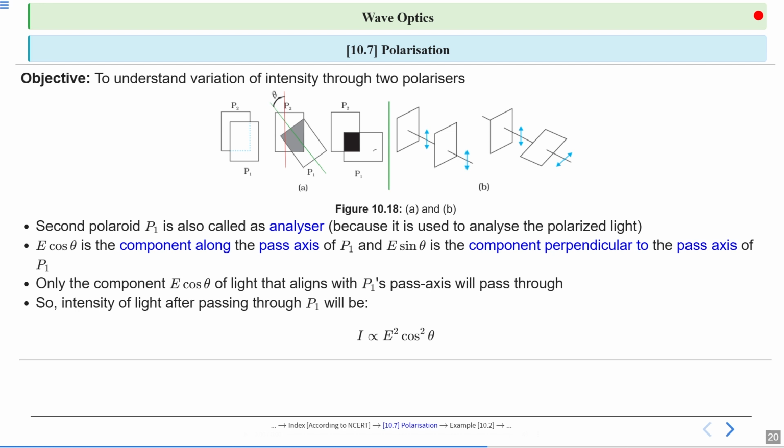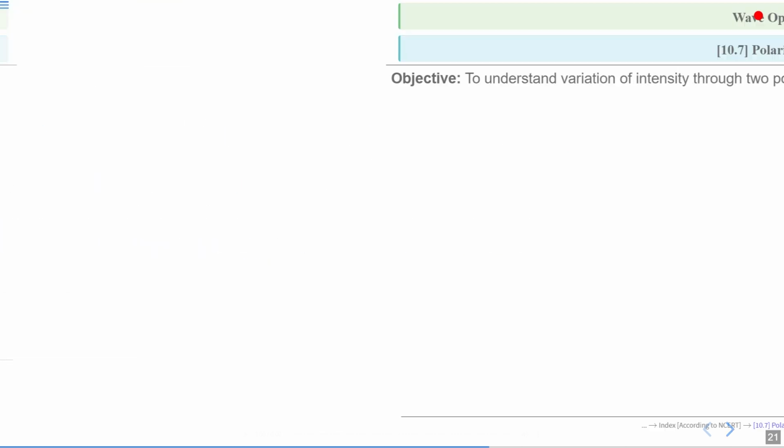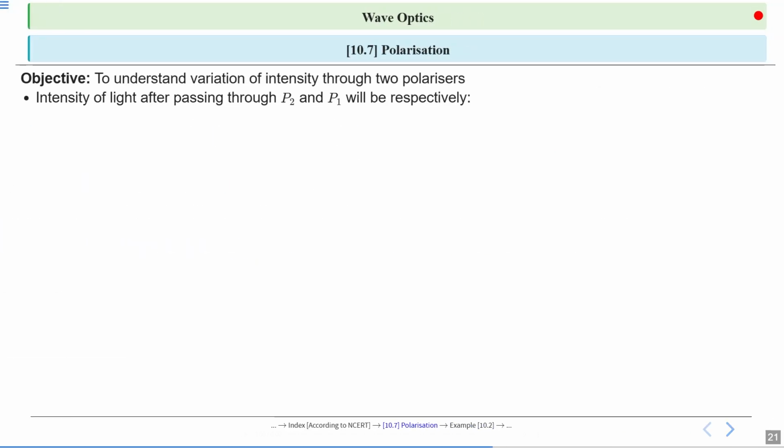So the intensity of light that is transmitted through P1 will be proportional to the square of the amplitude, E cos theta. So I proportional to E square cos square theta shows us how the intensity depends on both the electric field and the angle theta. As we revealed previously, notice that we are focusing on the intensity of light after it passes through each polarizer. The key point here is that intensity changes as light moves from P2 and then P1.